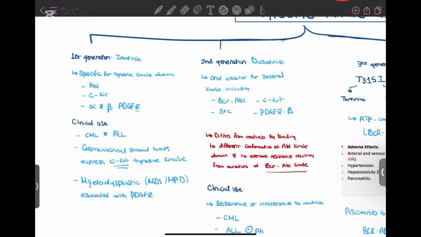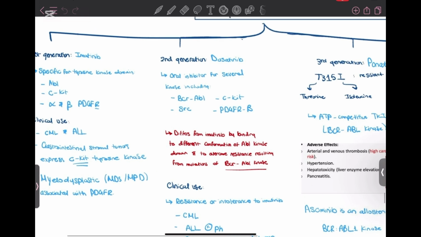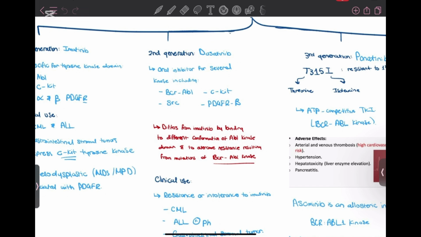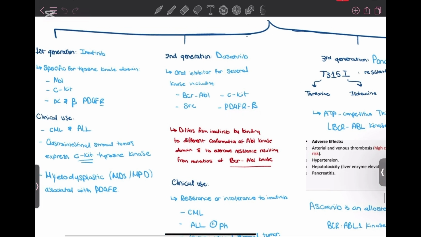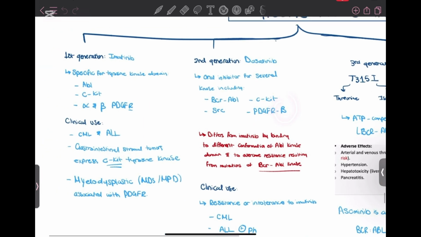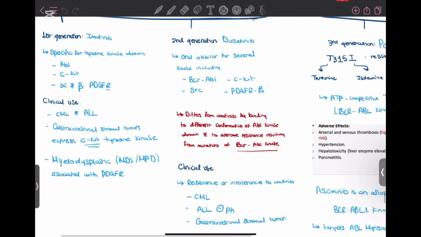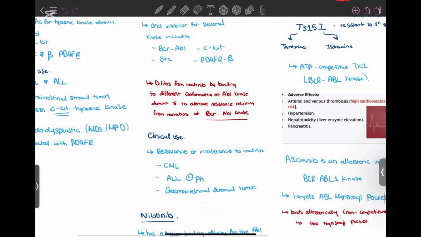Now, imatinib is the first generation. However, there could be mutations which result in resistance. So when we have resistance to imatinib and the patient is no longer getting better, we will move on to the second generation. The second generation has dasatinib, which is also an oral inhibitor for several kinases, including BCR-ABL, c-KIT, SRC, and this time the PDGFR, but only the beta. So imatinib you can use for alpha and beta, while dasatinib you can only use for beta.